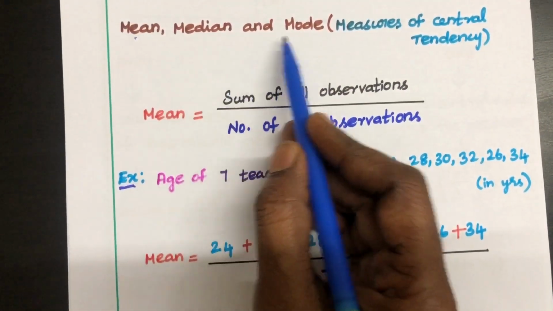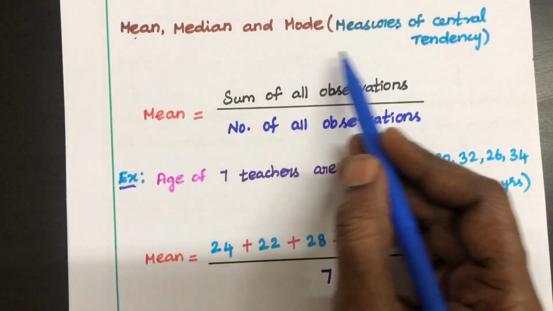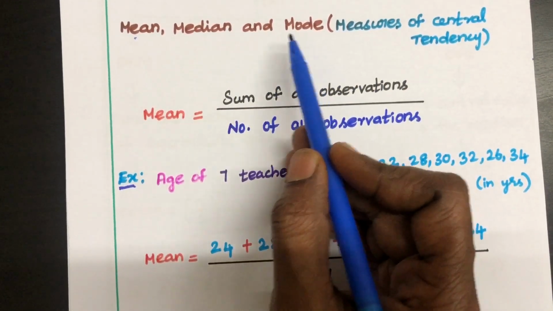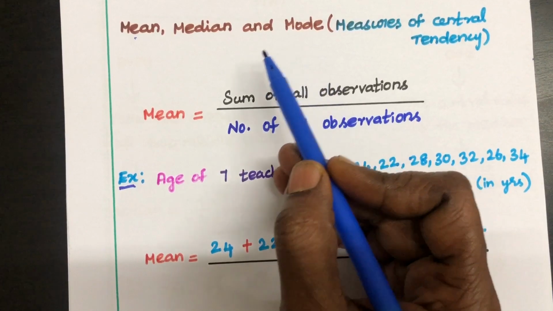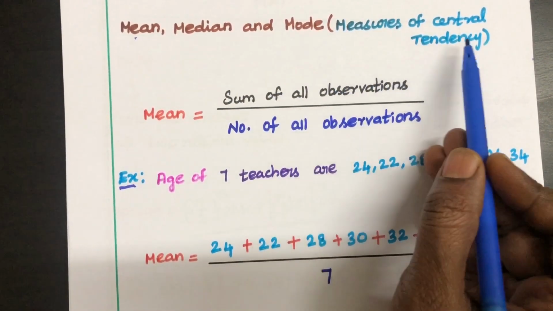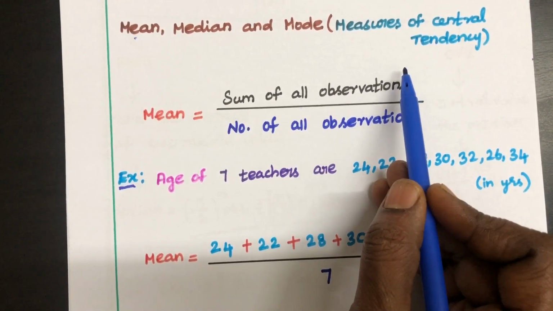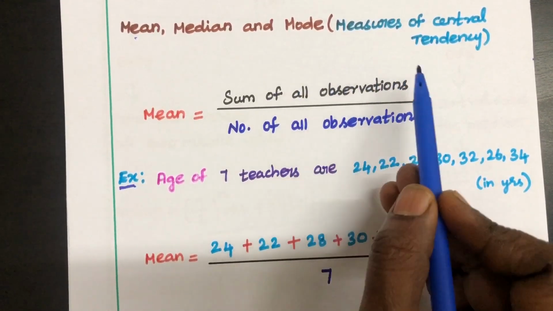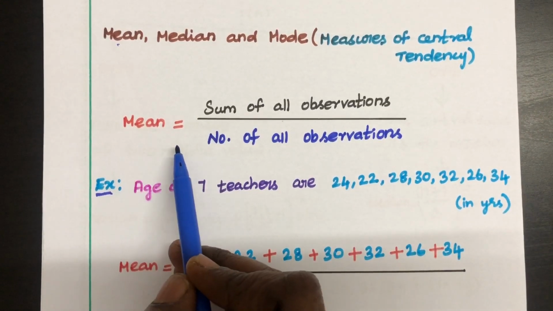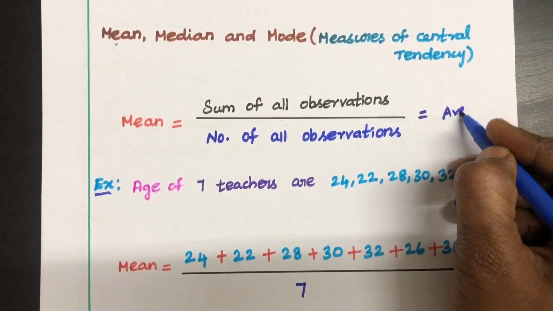Mean, median and mode. These are all called measures of central tendency. What are measures of central tendency? Mean, median and mode each give a single value as a representative of an entire distribution. So measures of central tendency identify a single value as representative of an entire distribution. Distribution is nothing but observations. That's all. Mean. Mean is also called average.